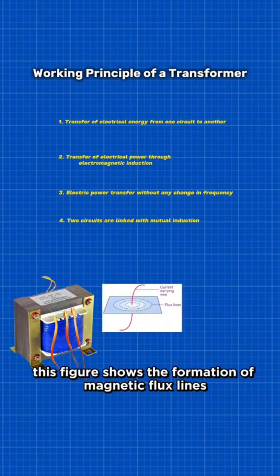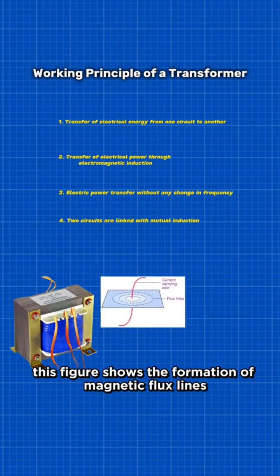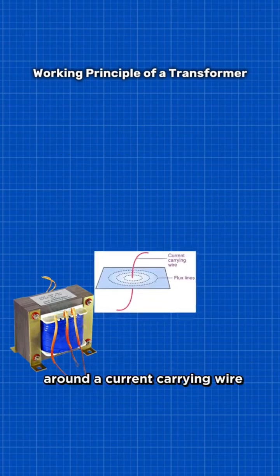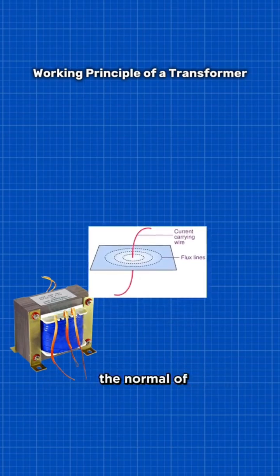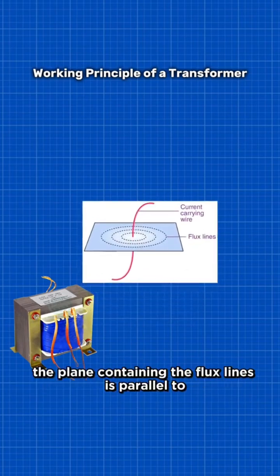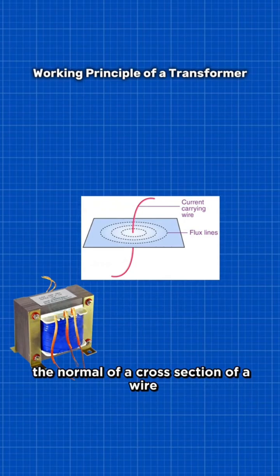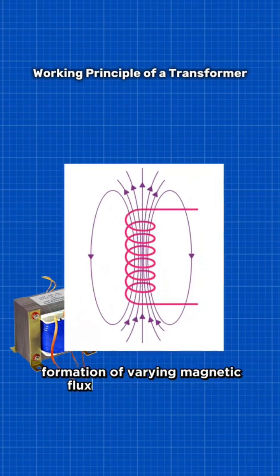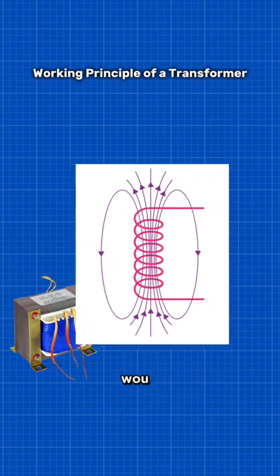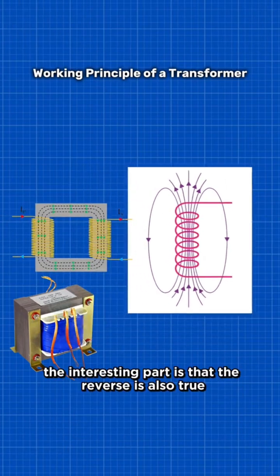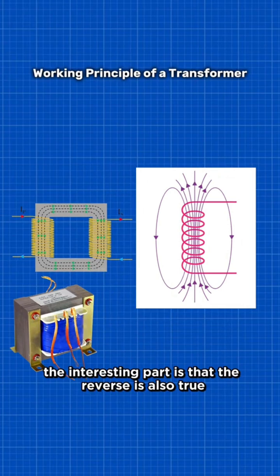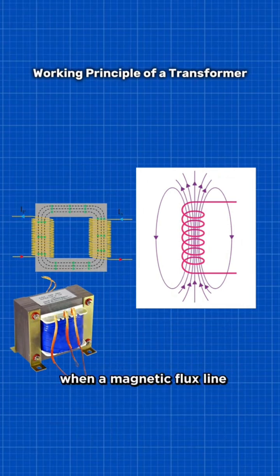This figure shows the formation of magnetic flux lines around a current-carrying wire. The normal of the plane containing the flux lines is parallel to the normal of a cross-section of the wire. This figure shows the formation of varying magnetic flux lines around a wound wire. The interesting part is that the reverse is also true. When a magnetic flux line fluctuates around a piece of wire, a current will be induced in it.